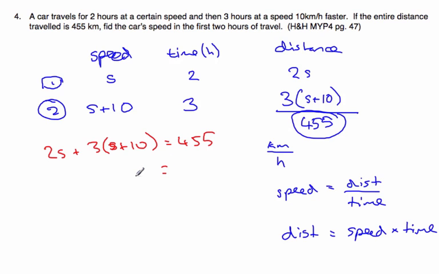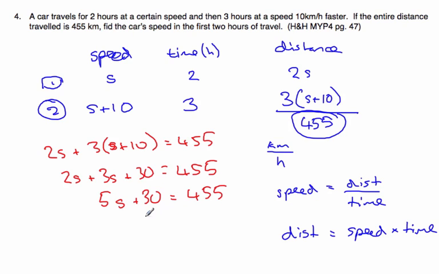What should we do first? Let's distribute: 3S add 30. Collect these together. Subtract the 30. Divide by 5, and I get 85.